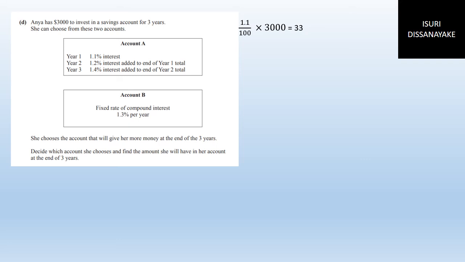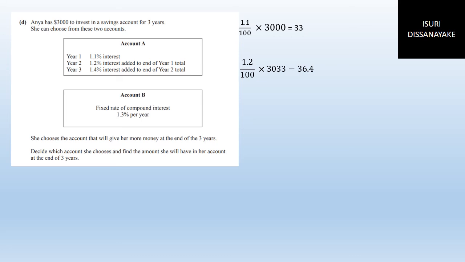So when you work out the question for account A, that is 1.1% of 3,000. So what is 1.1% of 3,000? That is 33. So 33 is the interest earned for 3,000 in the first year.